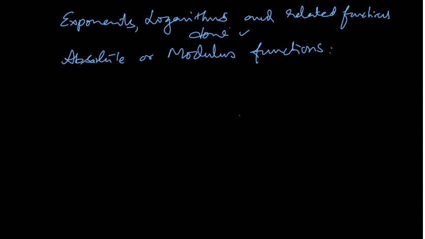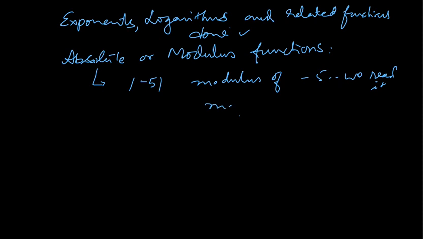So what do we mean by absolute? Just like the way we did the exponents and the logarithms, in the absolute also, first we'll give the arithmetical meaning. What does it mean actually when we write it like this? This is read as modulus of -5. In the short form we can read it as mod -5.